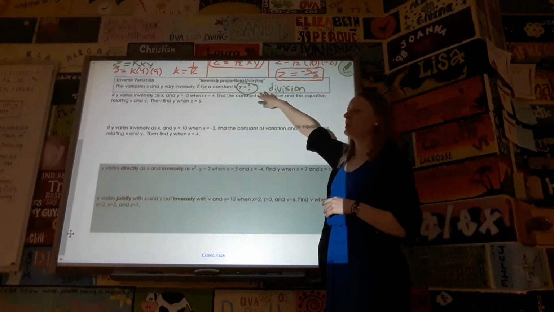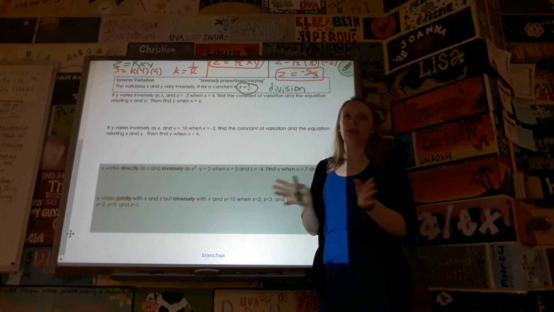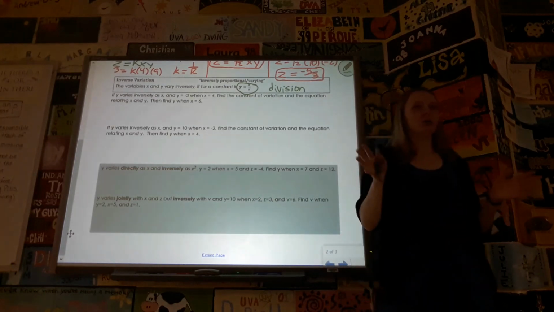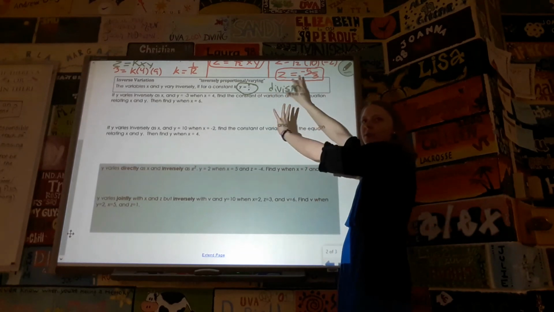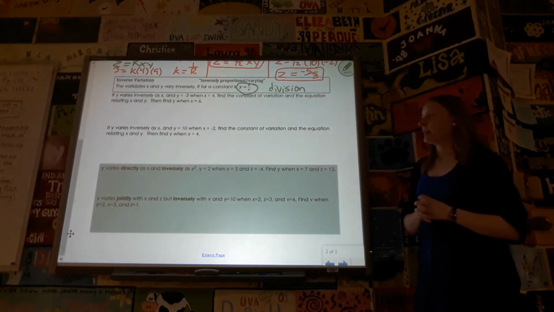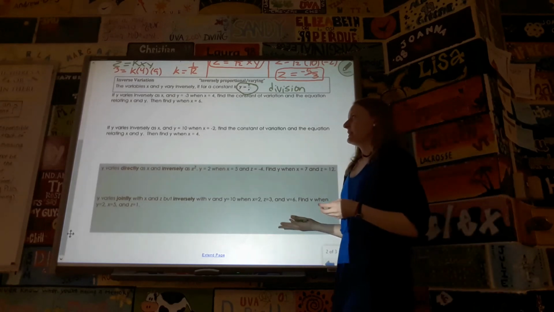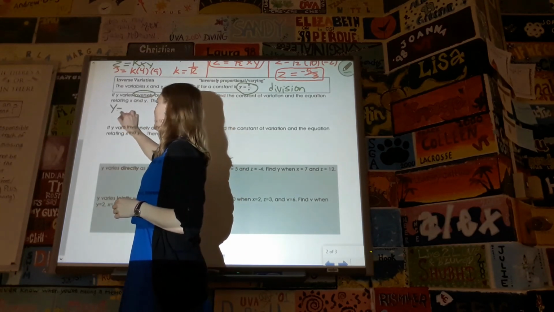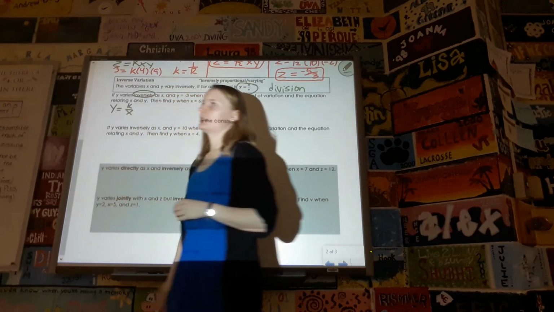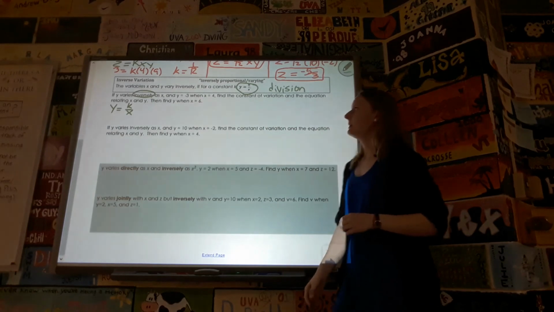This inverse variation is kind of our doorway into Unit 6, because Unit 6 is all about rational functions, fractions. So this is kind of our baby step into what the entire Unit 6 is going to be about. So we're going to approach this exactly the same way. If y varies inversely as x, y equals k over x is our skeleton equation for that keyword inversely.